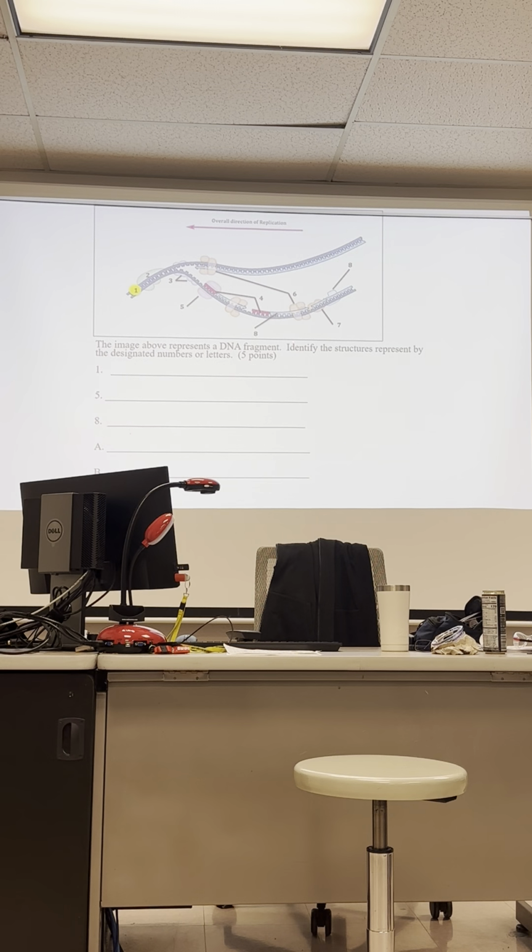8, what's represented by 8? That's that fragment right there. What do we call that? Okazaki fragment. And then my A's and B's come out. This would be A and this would be B. If I said A here, what strand is that? The leading. And B, what strand is that? The lagging.